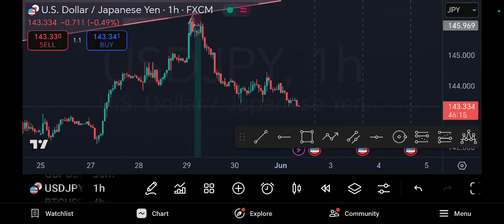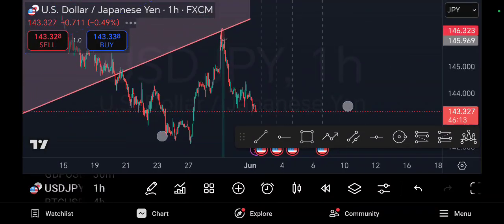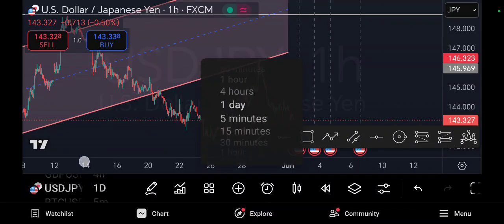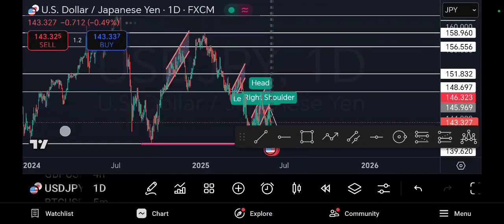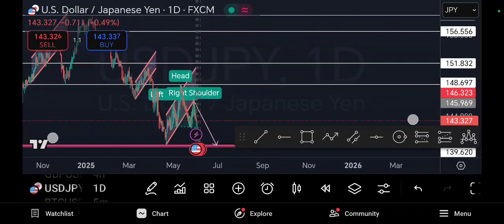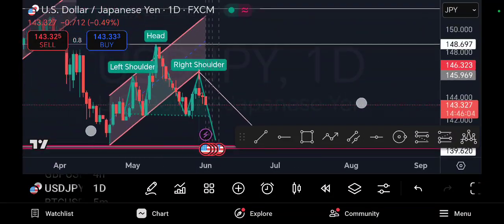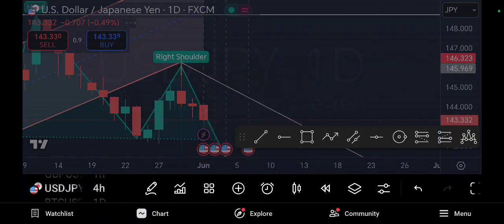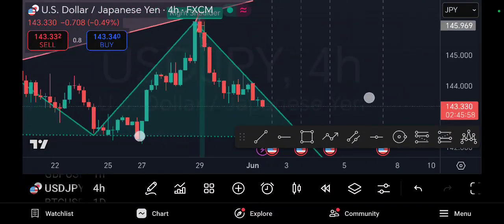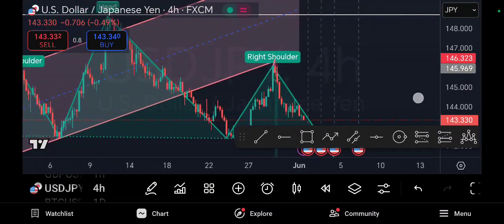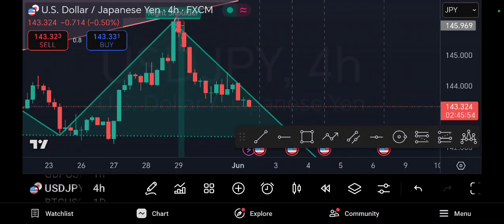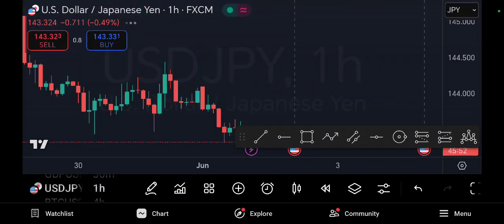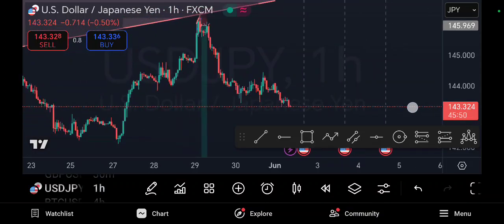Then we have USD JPY. I told you that we are going to swing it, but for smaller accounts we can also scalp. There's your head and shoulders. It's being completed as we speak, and it's floating nicely. There's really not much we can do from here.